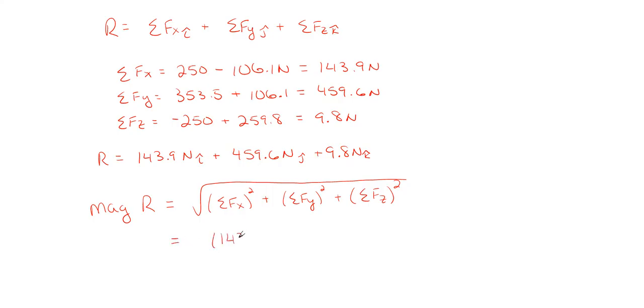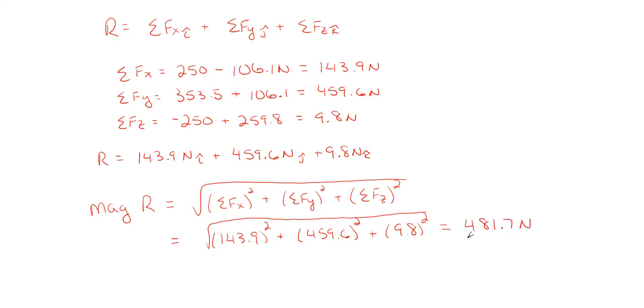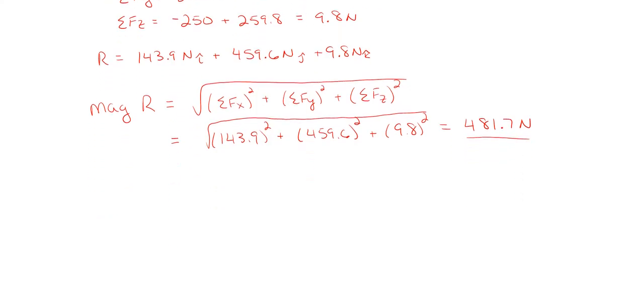So what I would have is 143.9 squared, plus my y, which is 459.6 squared, plus my z, which is 9.8 squared. And then you square root all that. And this pops out to be a total magnitude of 481.7 newtons. And that would be how much my resultant force actually is in a single force vector. Well, that answers part of it.